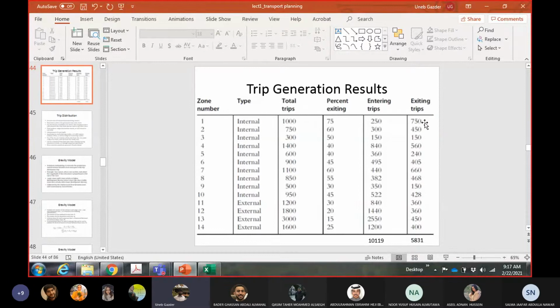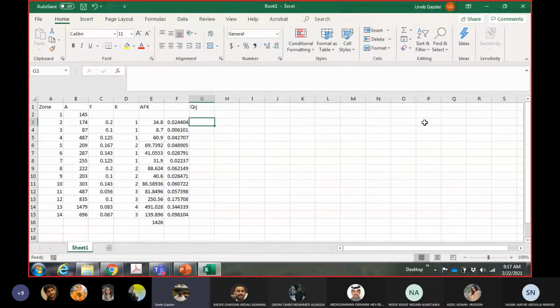When I went to the book and tried to see what the problem was, even in the text they have written 750, but for some reason they did not use 750. They were using 1500. So there was some problem with the calculation in the book.